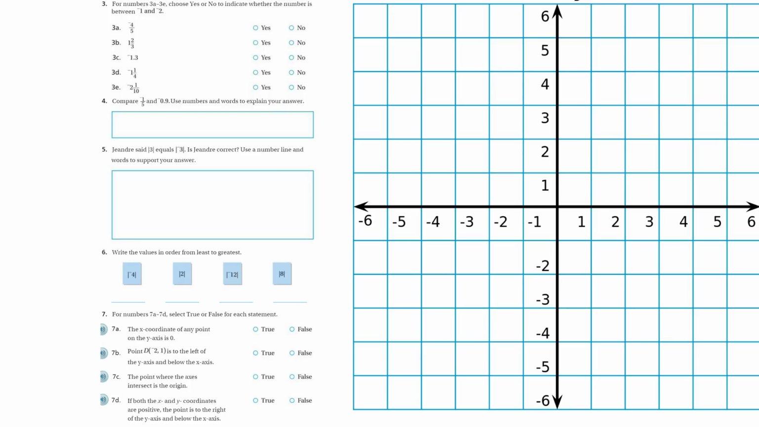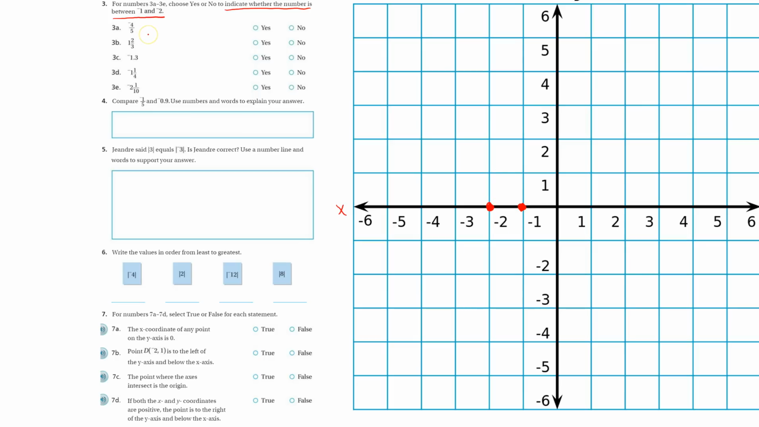Continuing on the Chapter 3 test review, let's go ahead and do 3 through 7. Number 3 says for numbers 3a through 3e, choose yes or no to indicate whether the number is between -1 and -2. So I'm going to use my graph paper over here. If I'm going to use the x-axis, here would be -1 and here would be -2. So I need to find all the numbers that would fit between these two numbers.